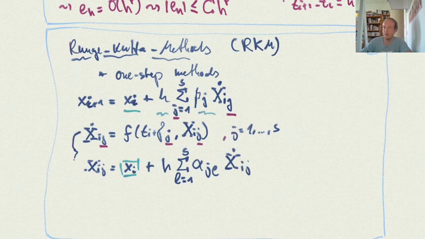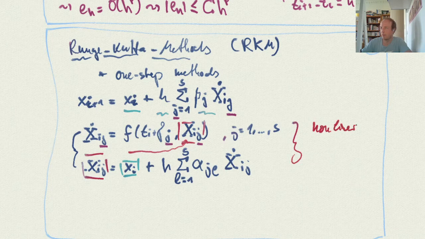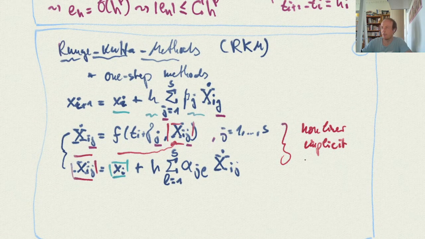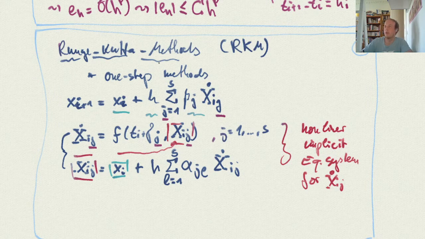And those both together, you can take these and insert them here directly. So basically this is a nonlinear, maybe implicit equation system for the xi_j dot. Well, and once we know them, then we can compute the new increment.